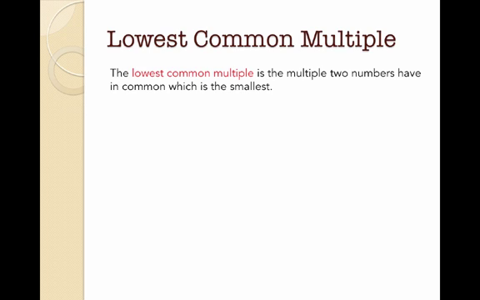The lowest common multiple is just the multiple that two numbers have in common, which is the smallest, hence the word lowest. Let's see what the lowest common multiple of 2 and 5 would be.